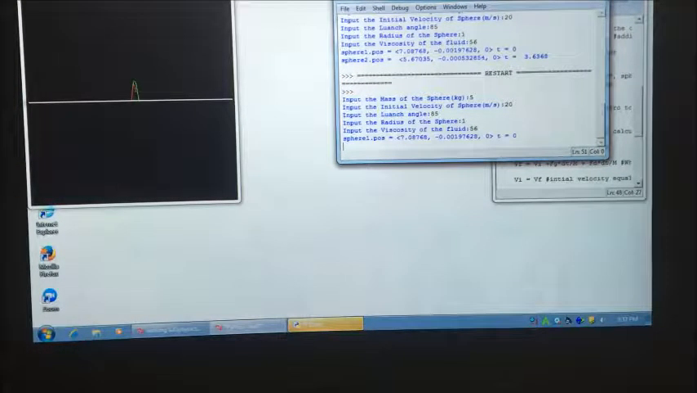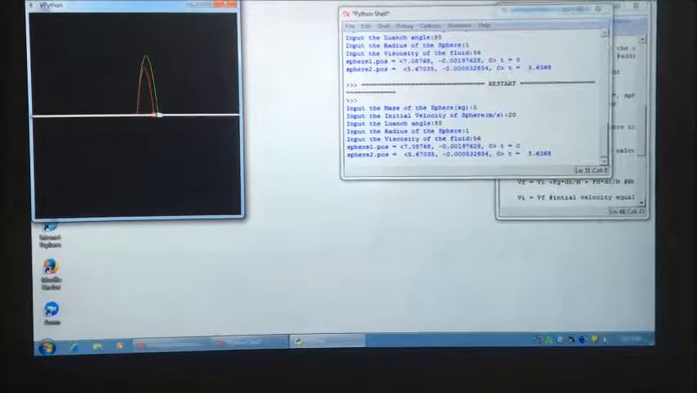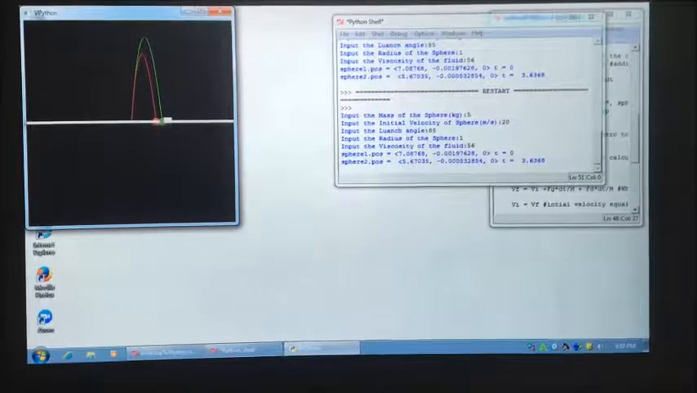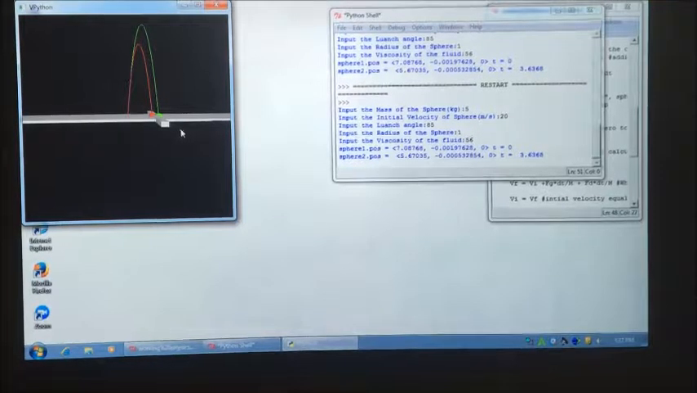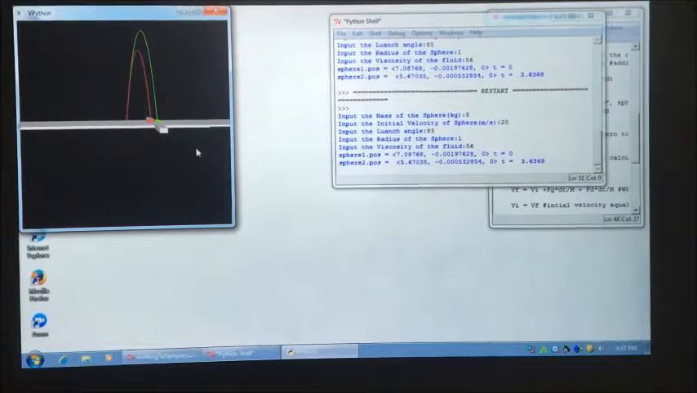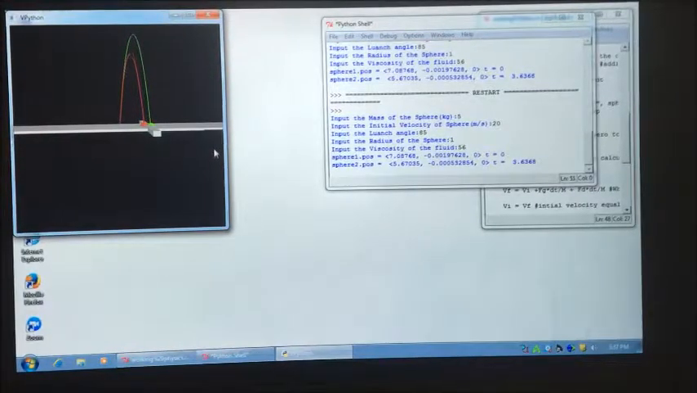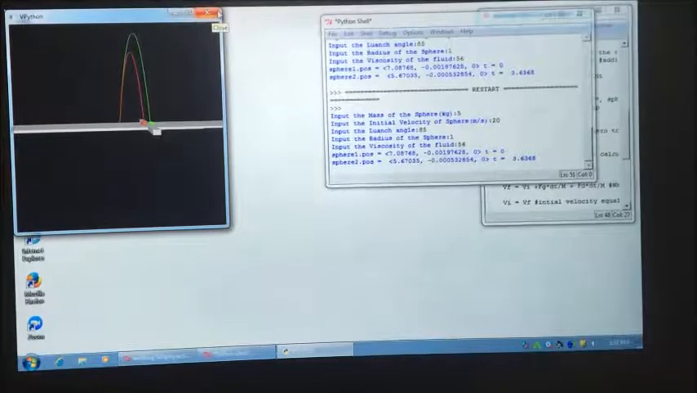And as you see there, the green ball fell first because that is the ball with no air resistance. And then the red one has a shorter displacement from the starting point to the end point because of the air resistance that we added in the program. So that gives you that change in the displacement, and the height also gets affected. And that's pretty much how it works.